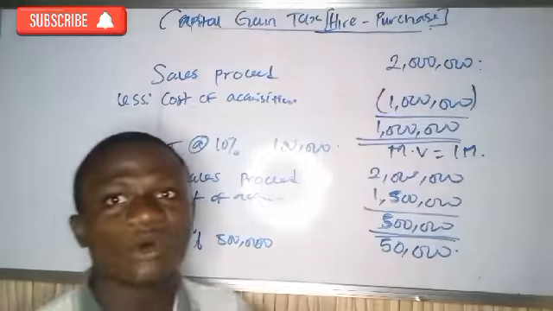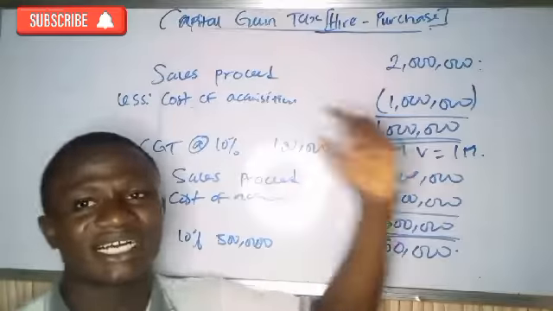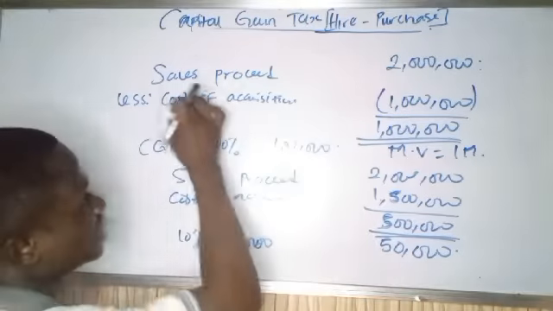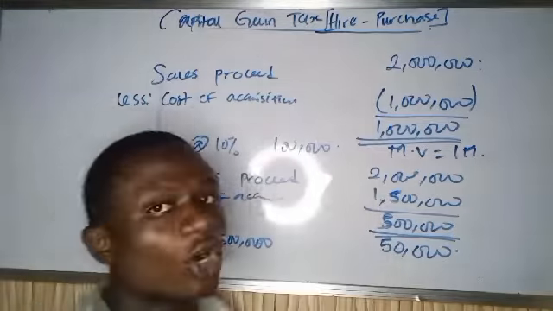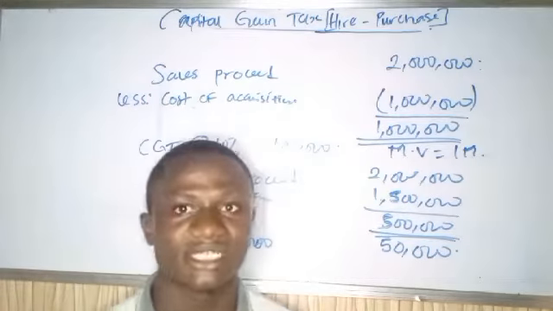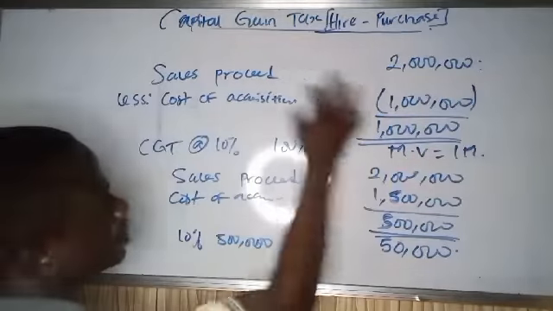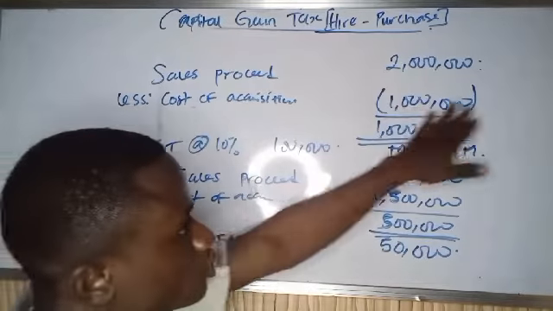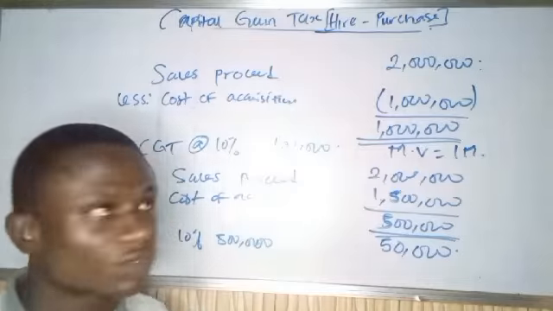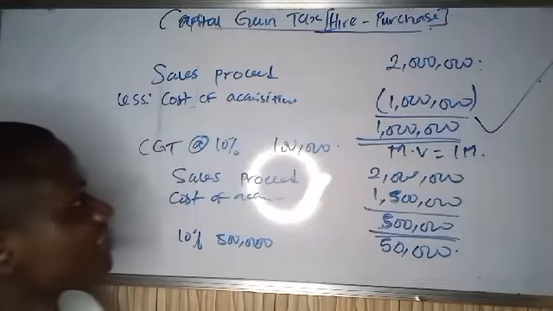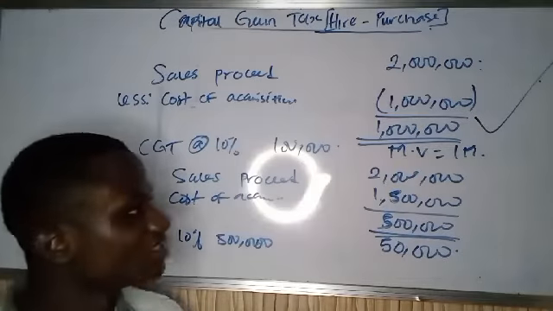So that should tell you that whenever you are dealing with capital gain tax that has to do with hire purchase, if you want to get the cost of acquisition, always subtract the interest that you have paid. For example, I have 1 million naira here. I did not include the interest. So the right or correct calculation is the one that did not involve the hire purchase value or the interest.